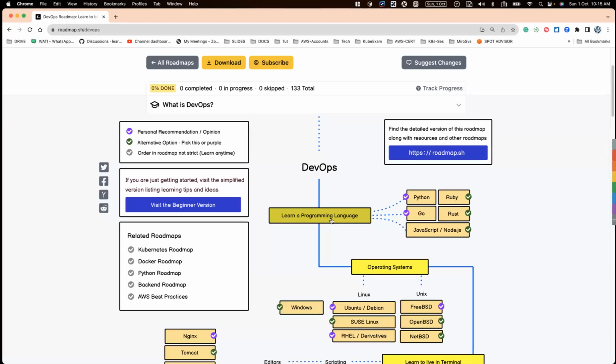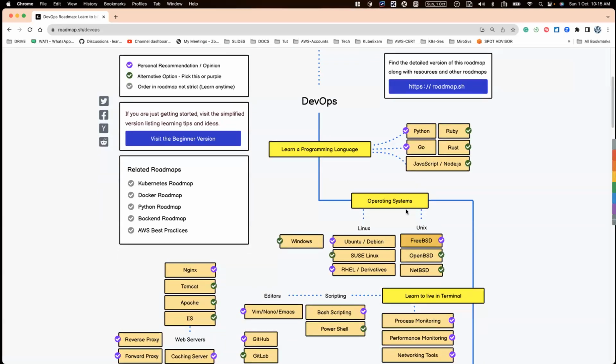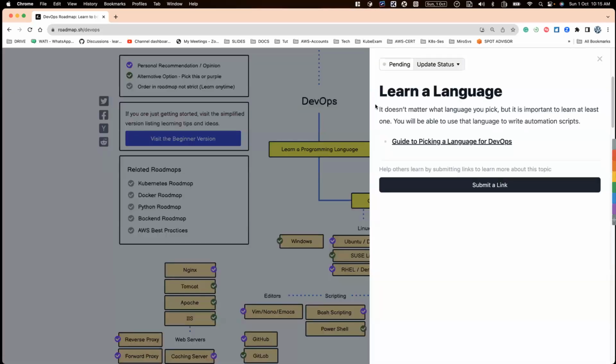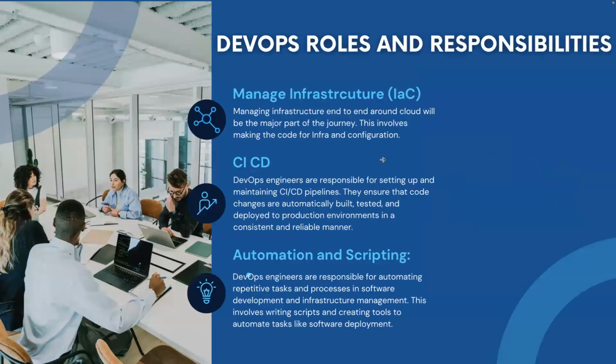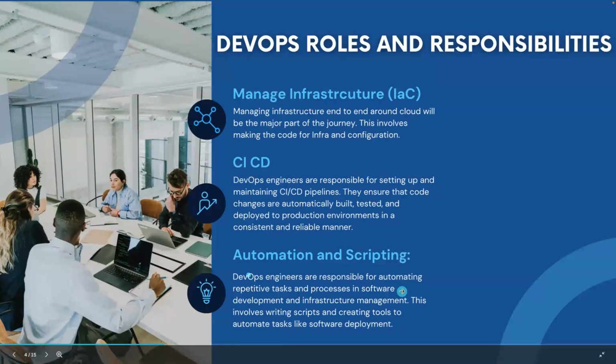So coming to the programming language, it is going to be Python that we teach. It's generally a question that comes up: do you have to be a programmer? But the answer is no, because if you click on this, they'll tell you on the right side, it doesn't matter what you pick, by the way, it is most important to learn at least one. You'll be able to use this language to write the automation. That's what I even gave in the roles and responsibilities, right? While giving you the roles and responsibilities, we were talking about automation and scripting. In order to achieve these two jobs, the third one is a very important pillar for that.